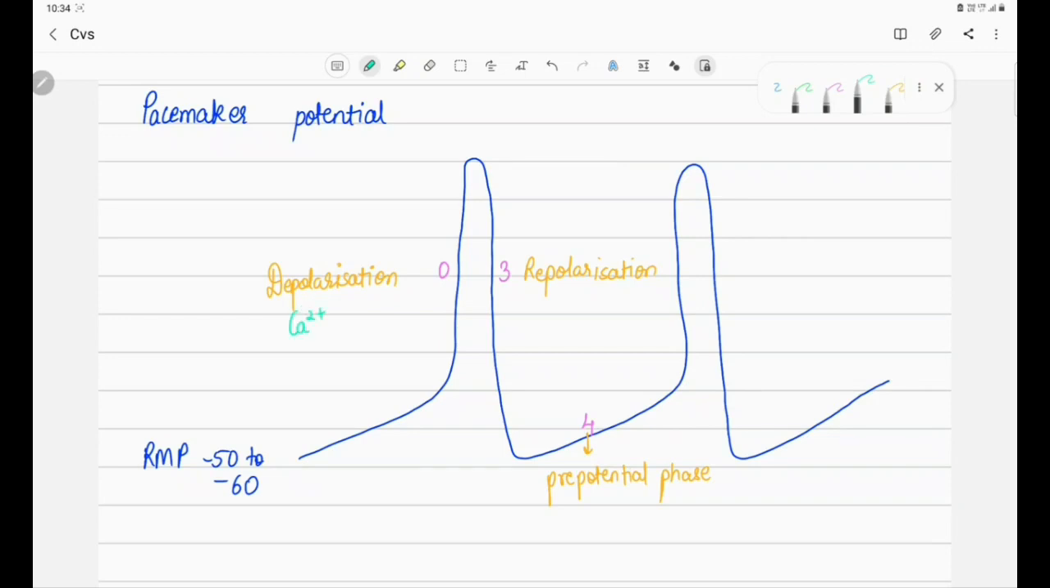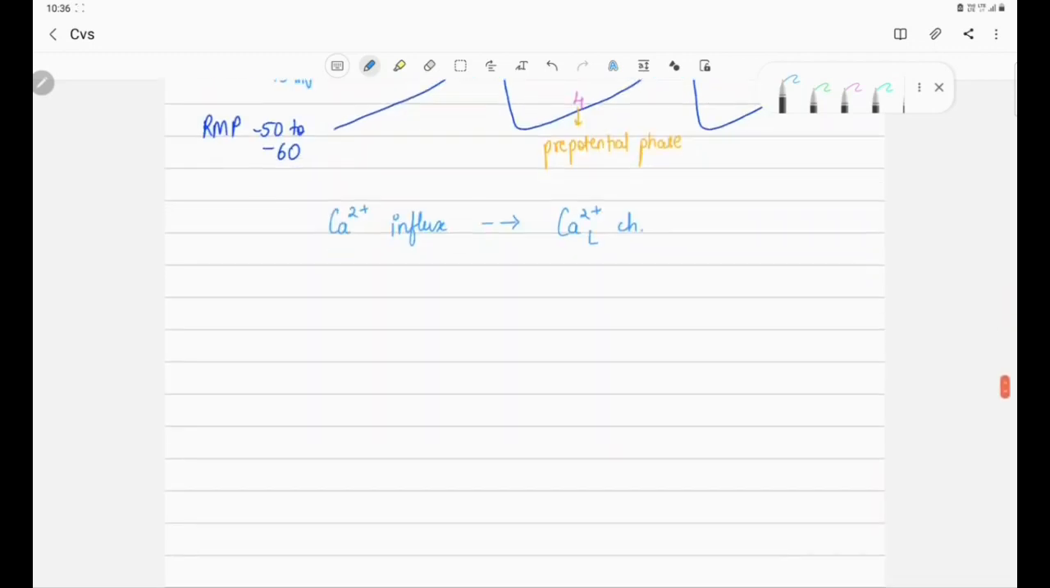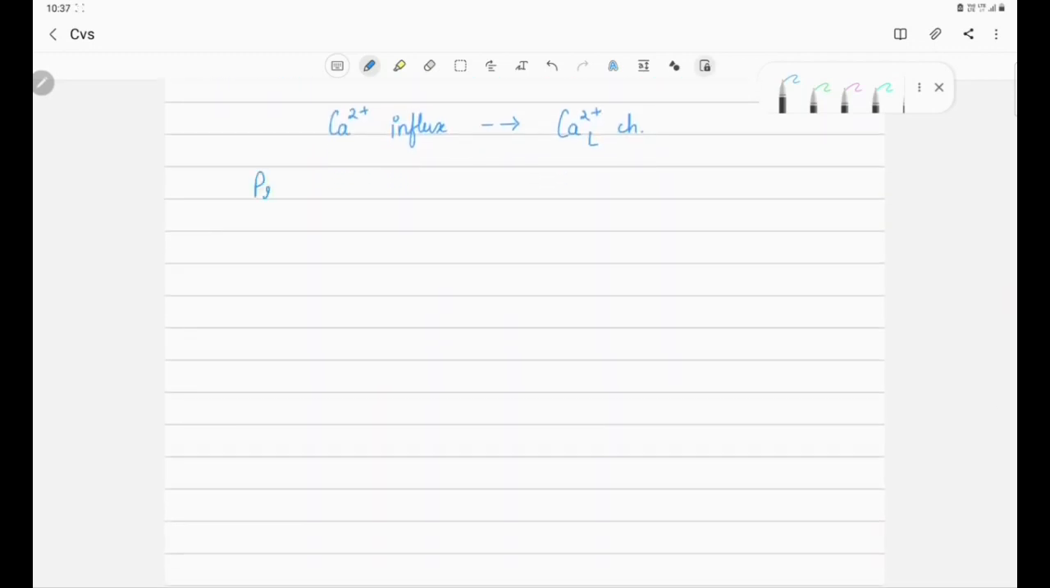Now, the reason for depolarization in pacemaker cells is calcium influx, repolarization is due to potassium efflux, and this firing level here is minus 45 millivolts. Now, the calcium influx resulting in depolarization is by calcium L channels. Then you see here the phase 4, that is the prepotential phase. What is this prepotential phase? Prepotential phase is slow and spontaneous depolarization till the firing level.